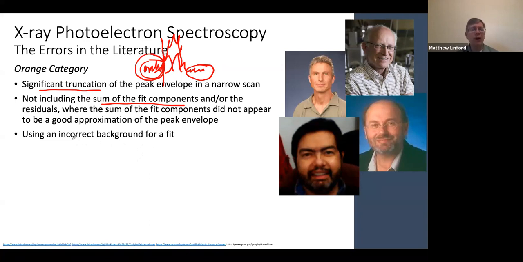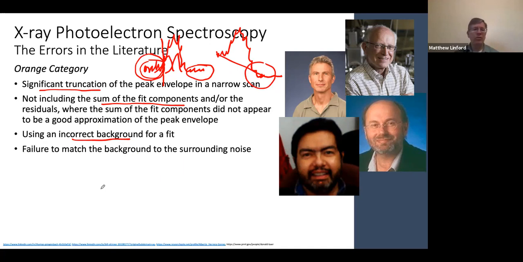Sometimes there are backgrounds that you can identify as just being incorrect. And sometimes people use really bad backgrounds. An example would be when you have a big step in the background. And again, this is pretty common. You need to use a background called either a Shirley background or a Tougaard background. But sometimes people would just put a straight line there. And yes, sometimes their backgrounds would just cut through the data as well. And so these were errors that we would observe as well.